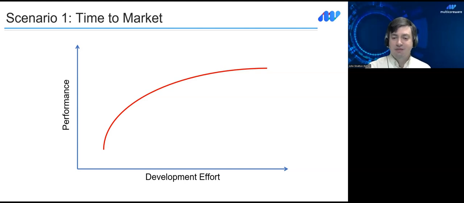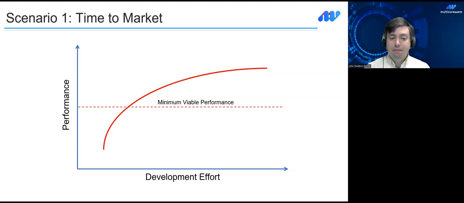It's going to take some amount of development effort to get some amount of performance, but your product has some minimum viable performance. In order for the product to be successful in the marketplace, it has to hit a certain performance metric in order to handle real-time video in the system that you're deploying or something similar. Maybe this is the minimum viable performance that you need in order to be competitive with the other systems or products that are out there in the market already.